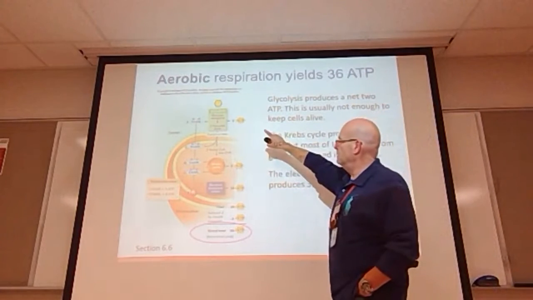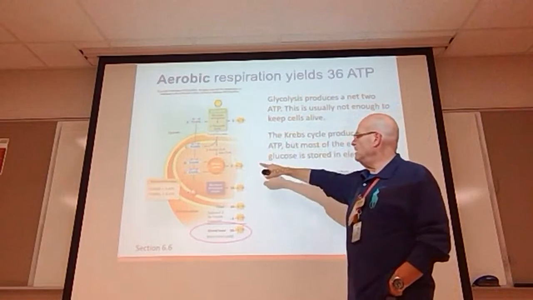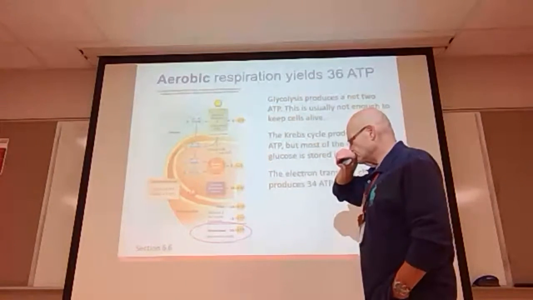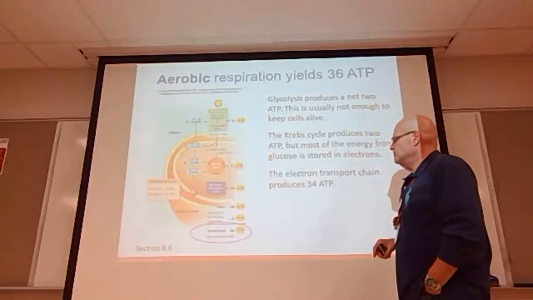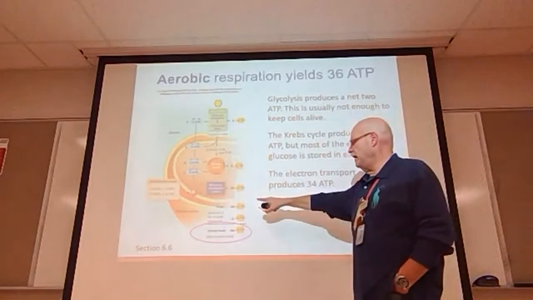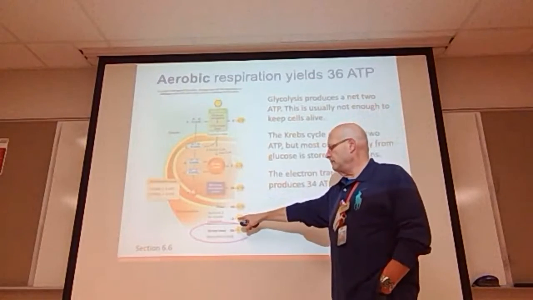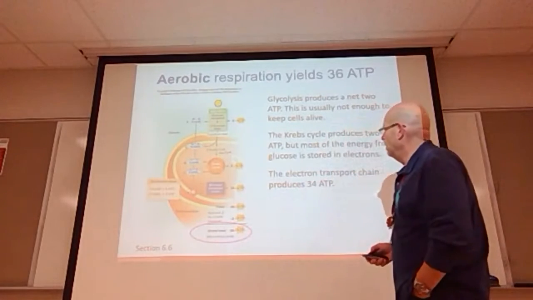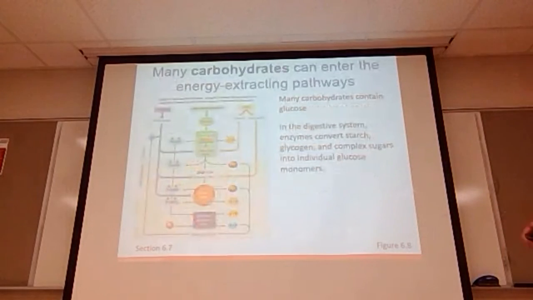So we've got 2 being made during glycolysis, 2 being made during the Krebs cycle, 34 being made during the electron transport chain, for a grand total of 38. But you burned up 2, that old business thing, you got to spend money to make money, you get a yield of 36.